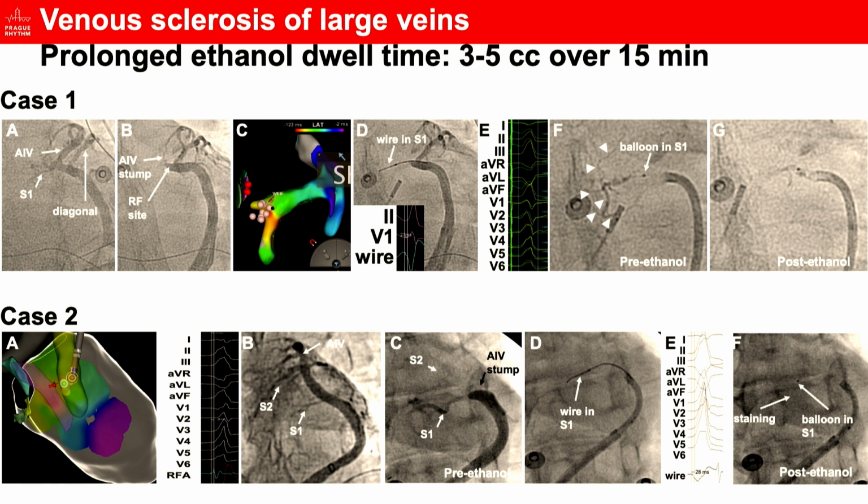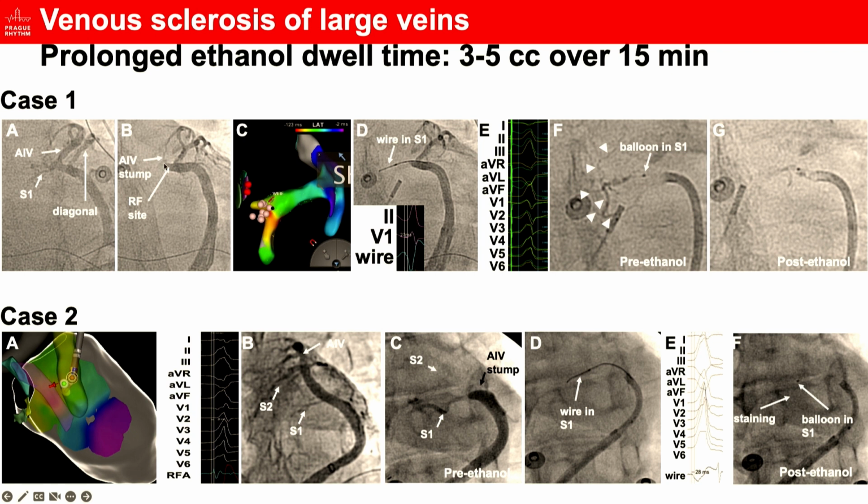Sometimes we've had to deal with situations where we could not use two balloons for technical reasons or for reasons of availability. And we use this approach of venous sclerosis of large veins with prolonged ethanol dwell time, giving the alcohol for a long time. So this is one example where the patient had a large diagonal vein, the AIV was big, and this septal one was where we had the best signal right at the corner between great cardiac vein and anterior interventricular vein. Again, my colleague delivered radiofrequency thinking that it would take care of it. It didn't, and what it caused is occlusion of the AIV.